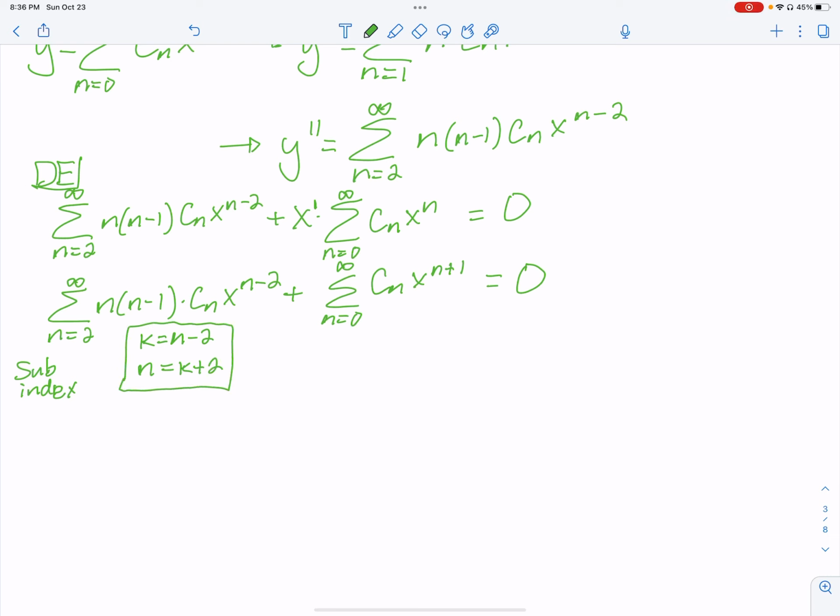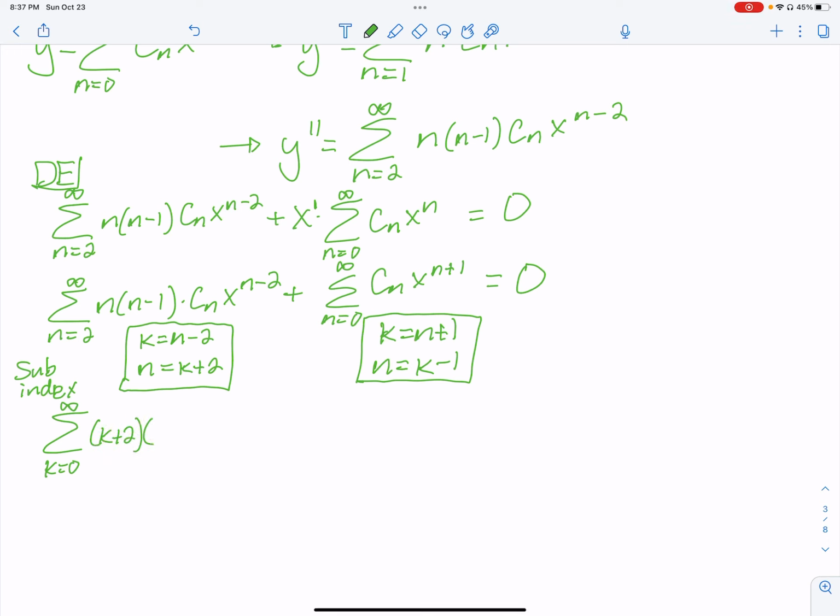I like to box this to break up my work. And then the second one is k equals n plus 1. If I solve for n, I get n equals k minus 1. So let me box that. Now I make my substitutions. For the summation, n equals 2 means k equals 0. So k equals 0 to infinity of n, I have to sub that, k plus 2, times, if I plug in k plus 2 for the second n, I get k plus 1, c_(k+2), and then x^k. That was on purpose. Perfect.